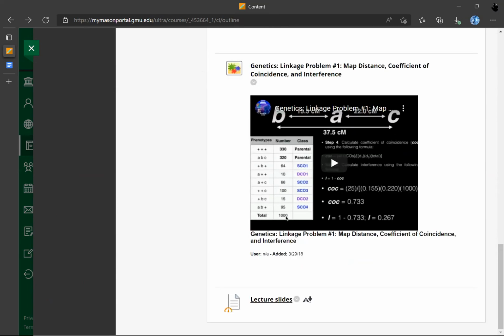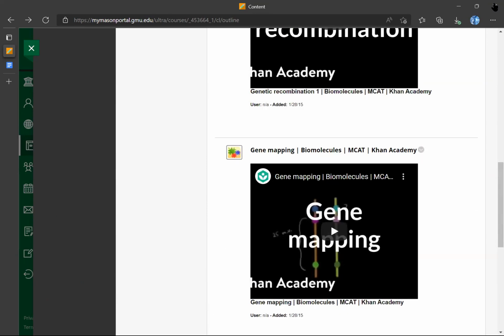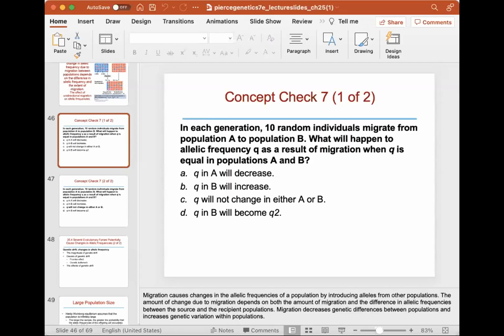Oh, we haven't gotten to 3-point crosses yet. I think someone at the very beginning asked if, oh, Usman, do you still want to go over slide 46 from chapter 25? Yes, okay. I have the chapter 25. It was concept check 7. Let me, okay, can you all see my screen?